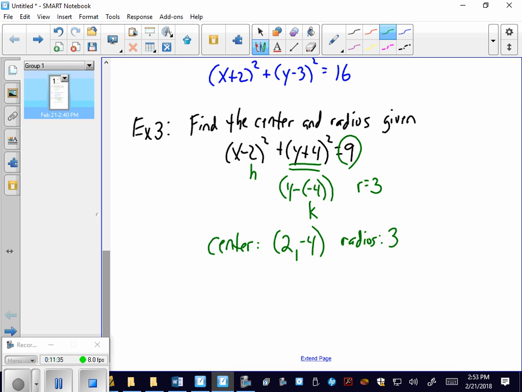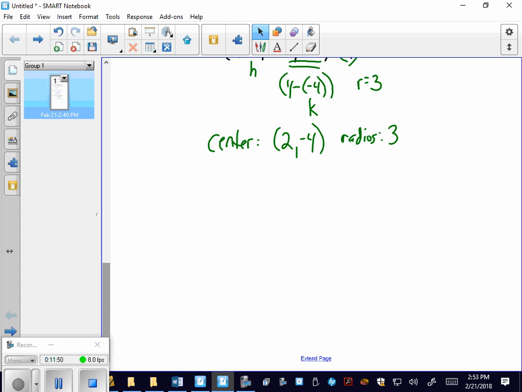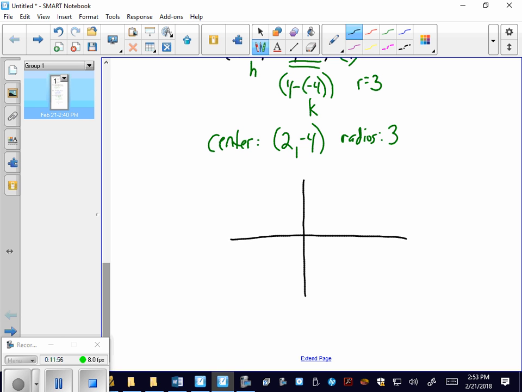Okay, hopefully that makes some kind of sense. If we needed to find the domain and range of this, we'd want to sketch this thing so we could actually see it. So if I wanted to do a center at 2, negative 4 with a radius of 3, the easiest thing to do, because remember domain is x values and range is y values, is to start with the center. So the center is at 2, negative 4.